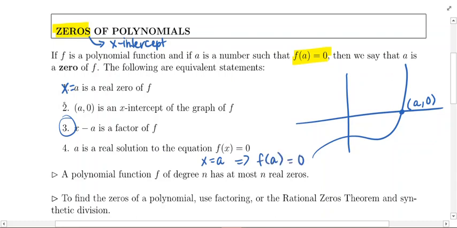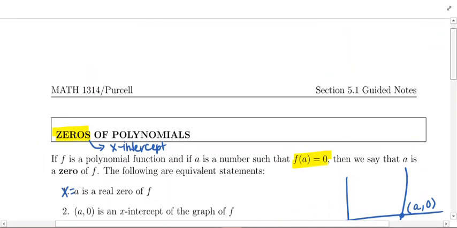Coming back to number 3 here. If x equals a is an x-intercept or a zero of your polynomial function, then x minus a is going to be a factor of f. This is really, really important, and I'm sure it sounds really confusing to you right now. So let me try to explain it this way.